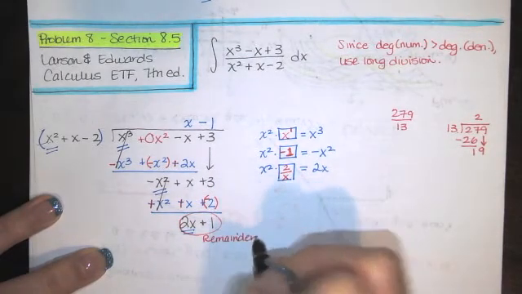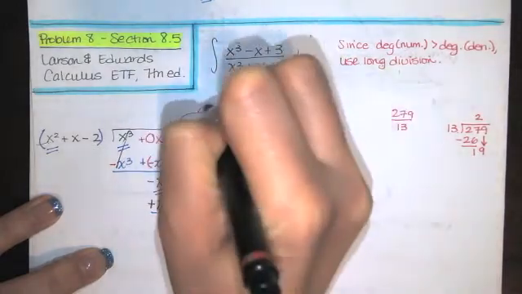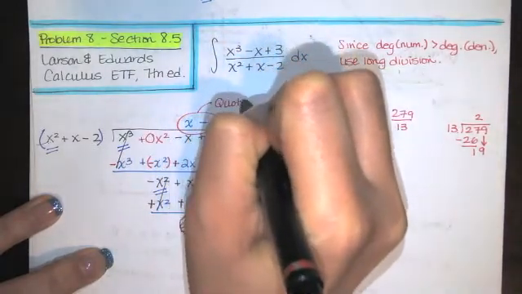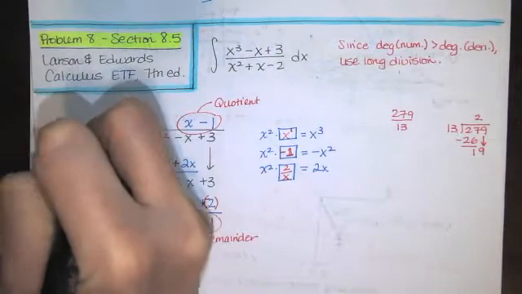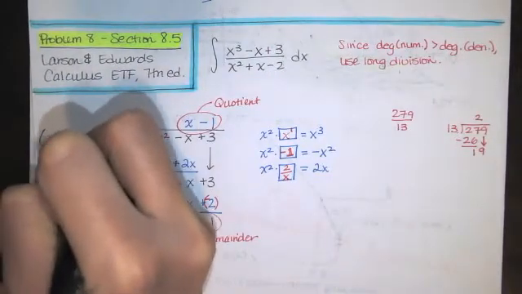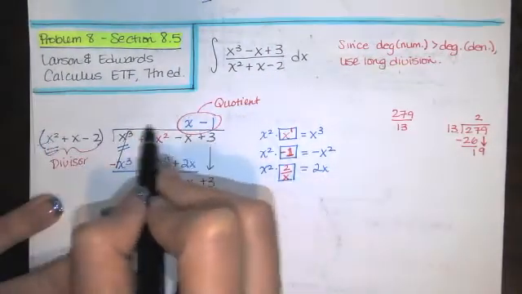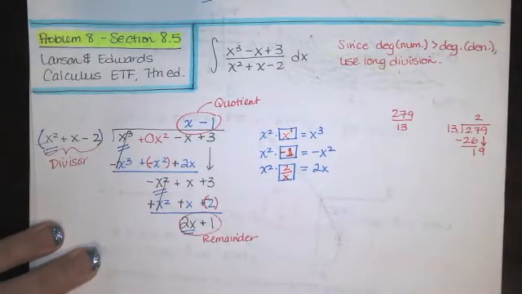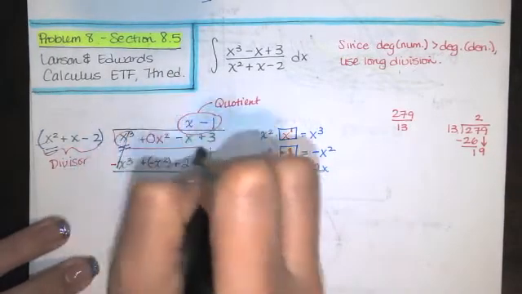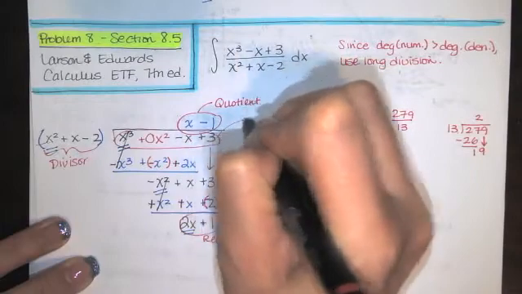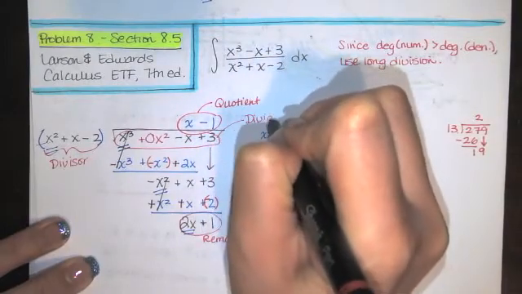for this long division problem. This is what we call the quotient. And this is what we call the divisor. This expression here is called the dividend. I'm just going to call it a polynomial. Well, actually, maybe we'll use the appropriate terms. This is the dividend.